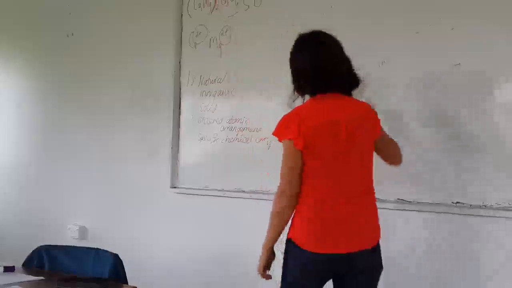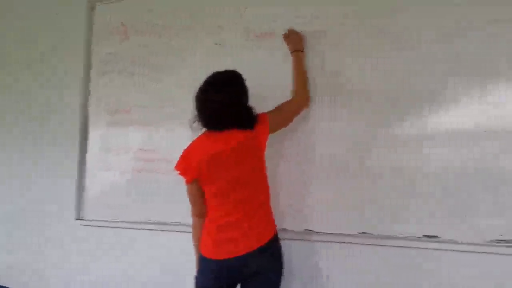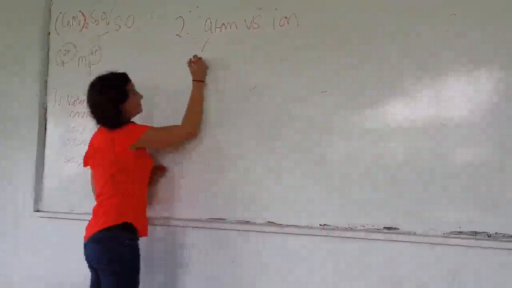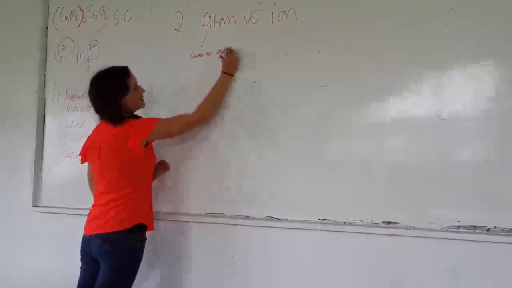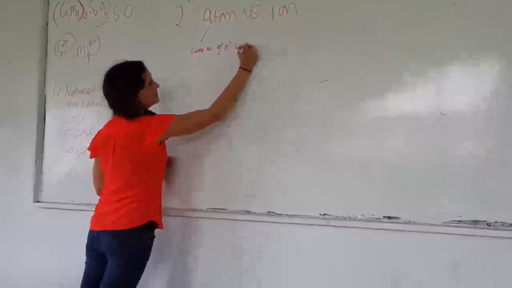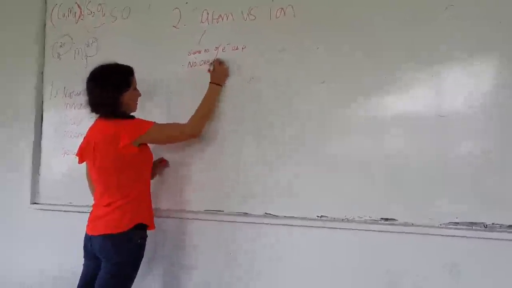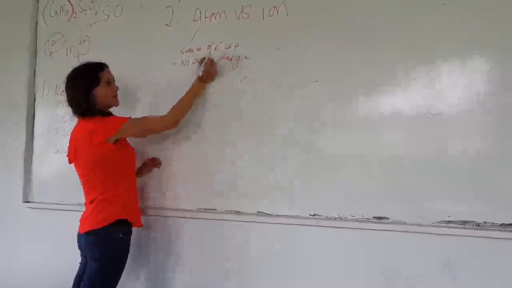Question 2, I'm going to go through these quickly. Difference between an atom and an ion. You should all know this. So, an atom has the same number of electrons as protons, so no overall charge, because all the positive protons are balanced by the electrons.